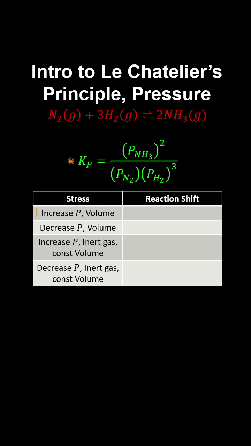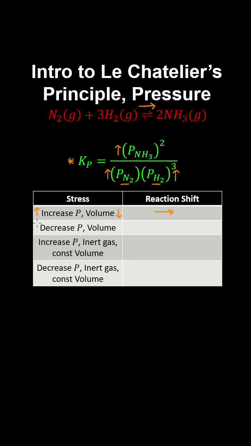So if we increase the pressure on the gases by decreasing the volume of the container, then the partial pressures of all the gases would increase. And because there's more moles of reactants than products in this case, the reaction would shift to the right to relieve the stress, because the partial pressures of the reactants would be higher.